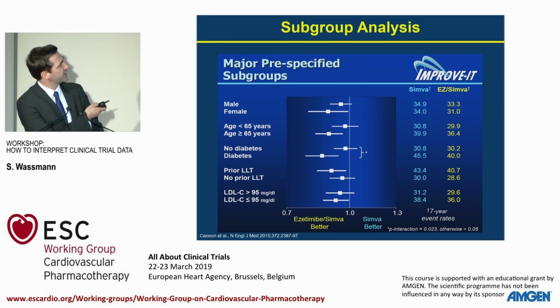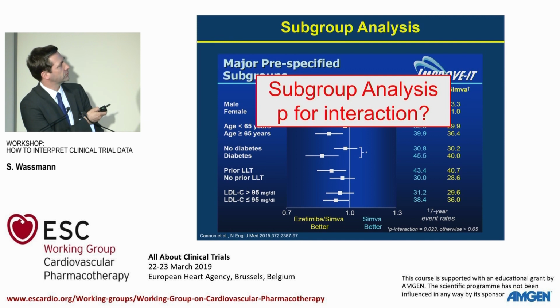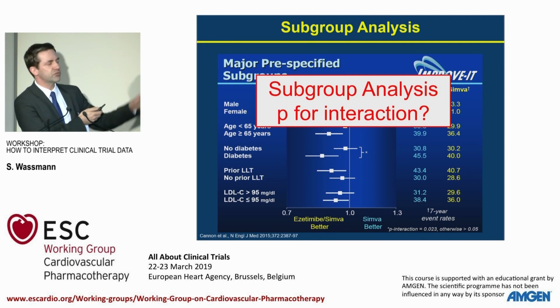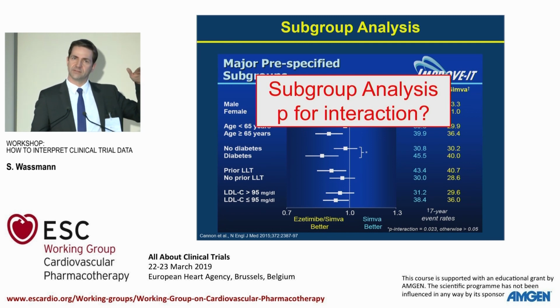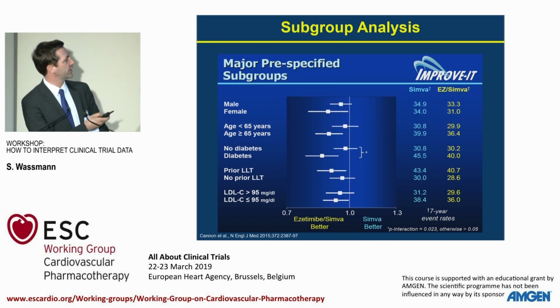Okay, so now look at this. And again, you do see differences. We had the crossing of the line of unity. If you look at age, it's not crossing here, not crossing here, not crossing here. What do you have to look for? Well, it says it there. Don't just look at the confidence interval lines crossing. You really have to look for the P for interaction.